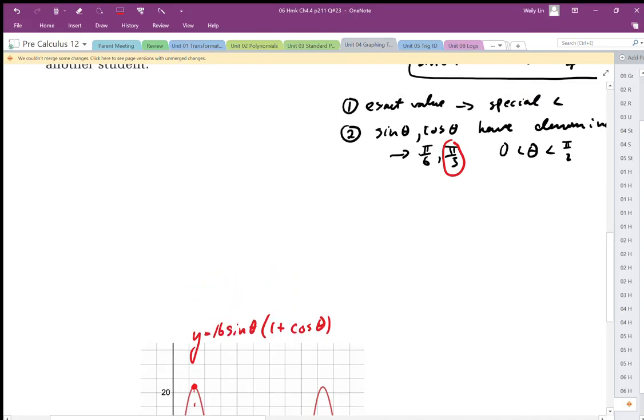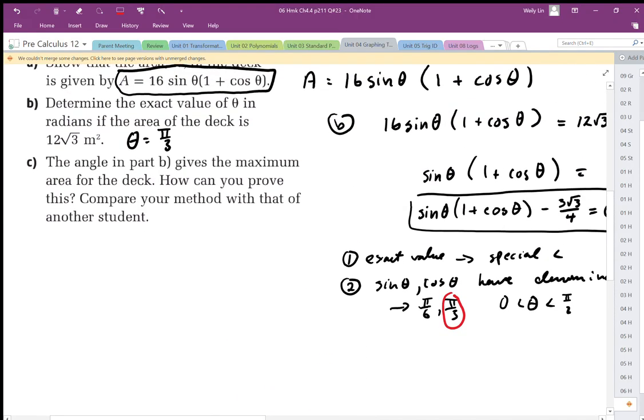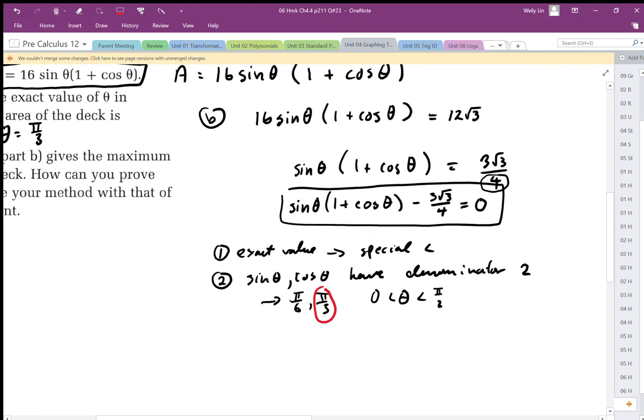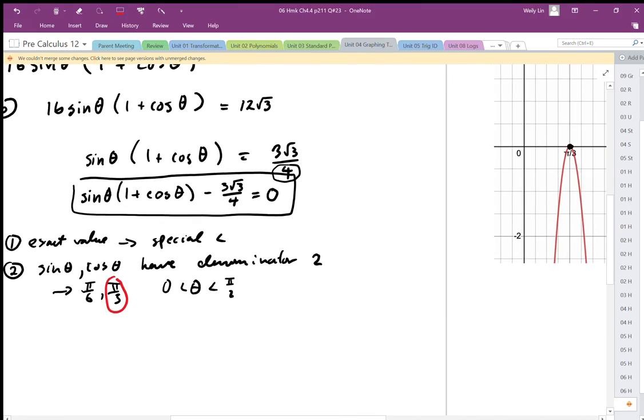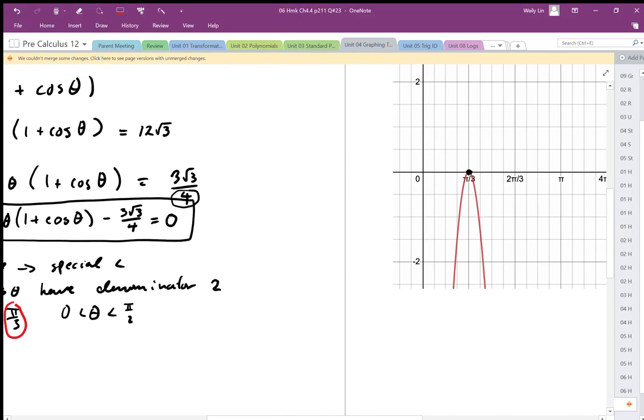Same with B, we needed some technology to solve this as well. When we end up with this equation here, we have to graph it to get the solution, and the solution was pi over 3.